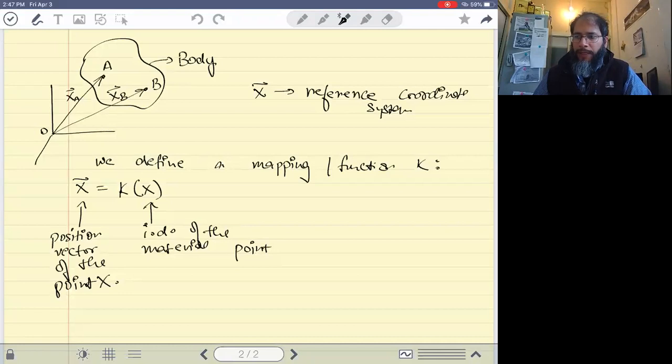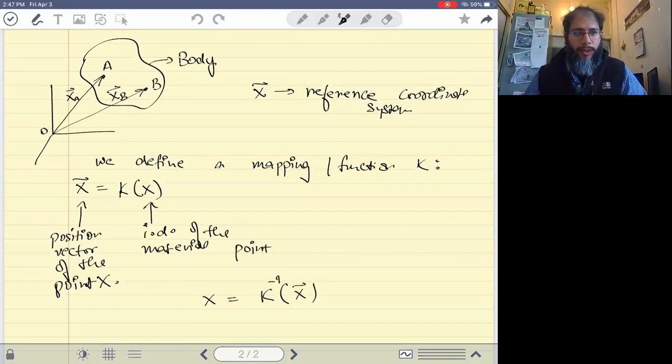Then we can also have an inverse of kappa. Kappa inverse basically gives us, given the position in space, which point lies on that given position in space. Again, as we said, the configuration can change through rigid body motion, which is a sum of displacement as well as rotation, and it can also change through deformation of the body, which is a change in shape and size.